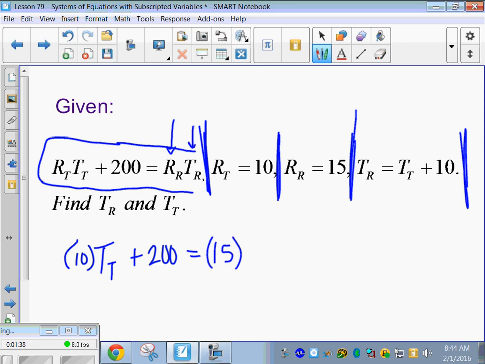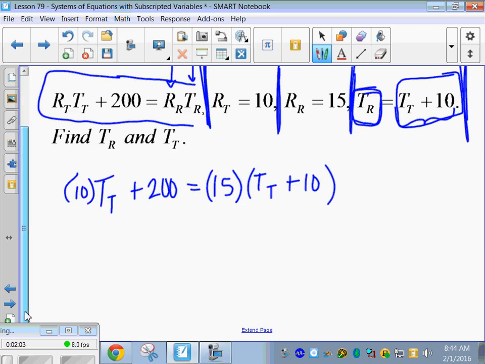And now TR is not just a number. We've got an equation to plug in. So Corey, what should I substitute in for TR? You can, because it's by itself. Because it's by itself, we can actually substitute in this entire thing. All right. TT plus 10. Okay, this is good news because I'm down to all TTs. I only have one variable to solve for.